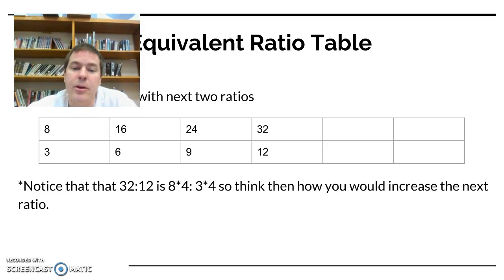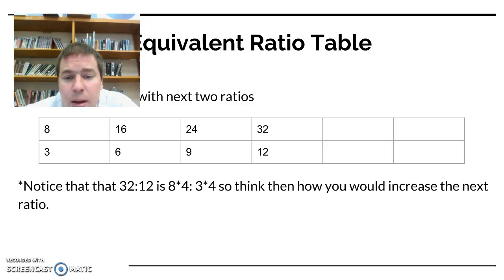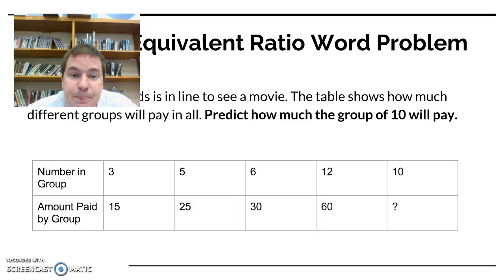So for the next two, I could multiply the top by 5 and get 40, and the bottom by 5 and get 15. That's an equivalent ratio. It reduces back down to 8 to 3. The same thing with the last one: if I multiply the top by 6, I get 48, and if I multiply the bottom by 6, I get 18. So make sure that you are multiplying the top and the bottom by the same number when you're looking for equivalent ratios.